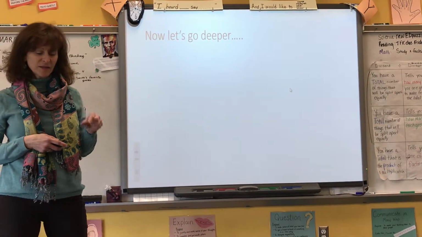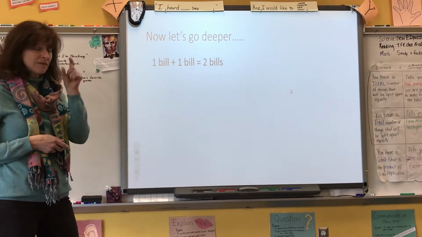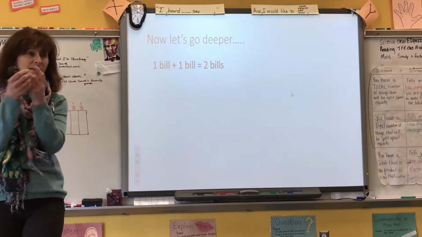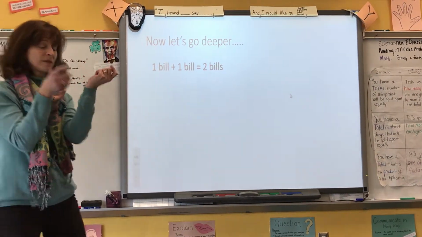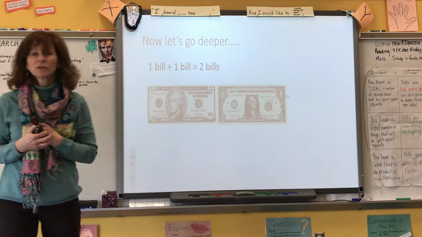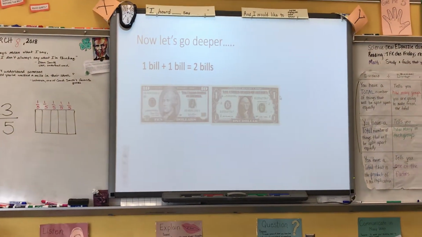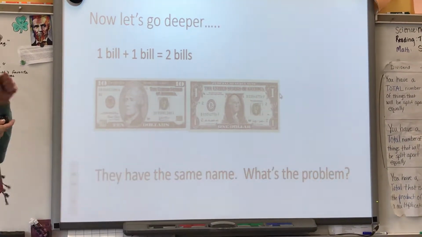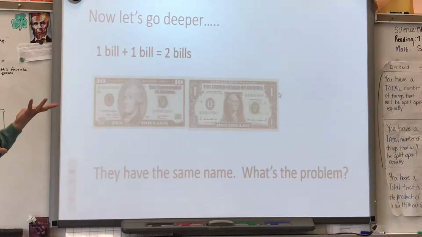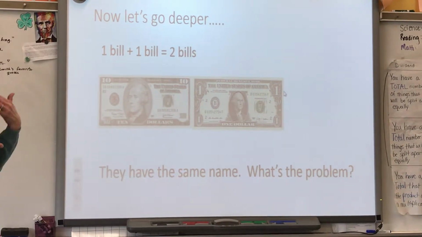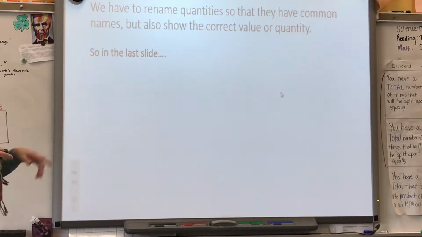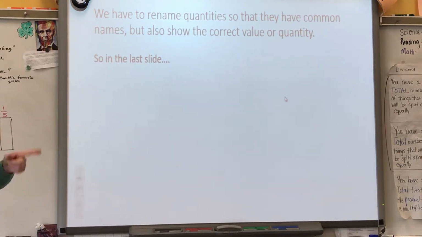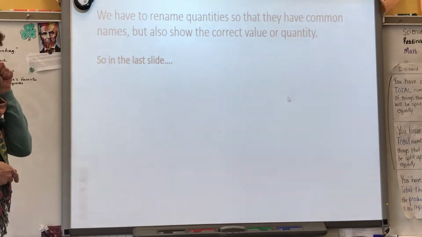Now we went deeper, because it's not only finding a common name, it's finding a common value. What we talked about here is 1 bill plus 1 bill is 2 bills. If I have 2 bills in my pocket, 1 bill over here, 1 bill over here, I pull it out, I've got 2 bills. And then I showed them this picture, and the class got quiet and they were like, wait a minute, something's not right. They have the same name, they're both bills. I asked, what's the problem? If this is a bill and this is a bill, don't we have 2 bills? That's a common name. They all caught on to the fact that the problem is the value. We don't really know what we have because the values are different even though they have a common name.